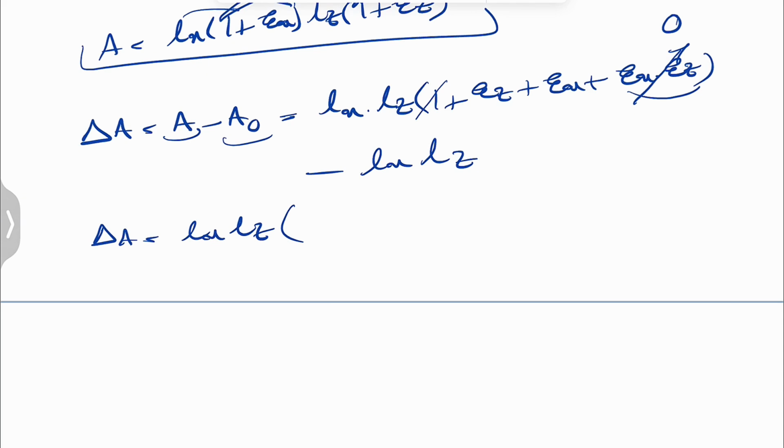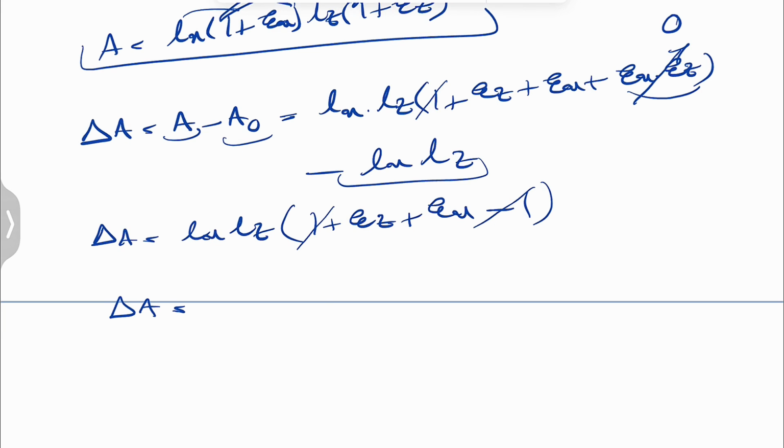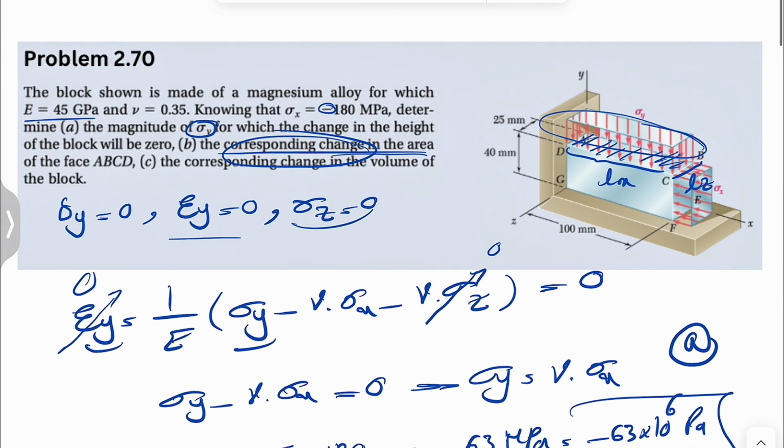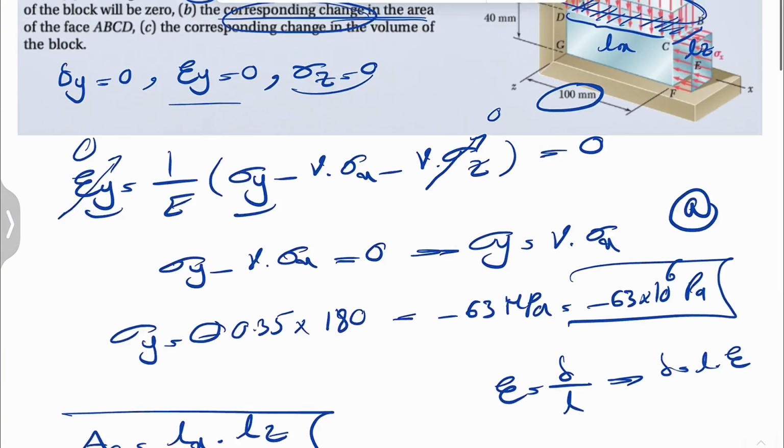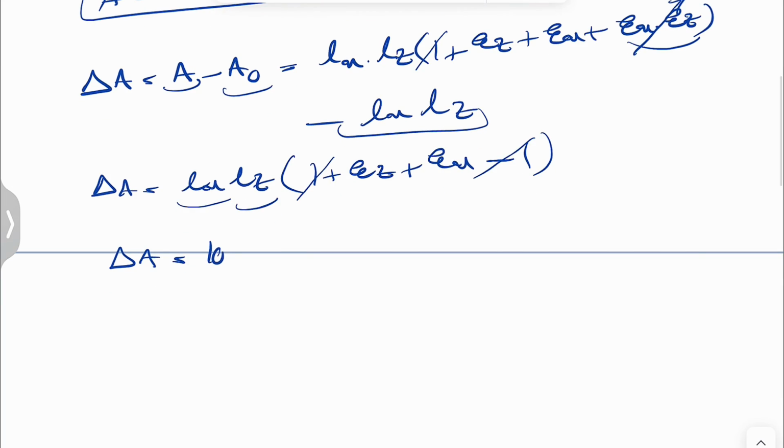If we factor everything, we have 1 plus epsilon Z plus epsilon X minus 1, which is coming from this, and these two will be cancelled out. And delta A will be, so let's see what we have for Lx. So Lx is basically 100, Lz is 25, so 100 times 25, and each of them are in millimeters, so 10 to the minus 3 for each of them.